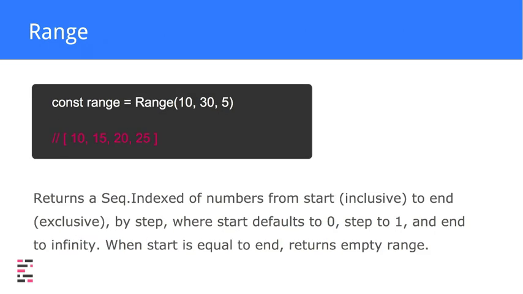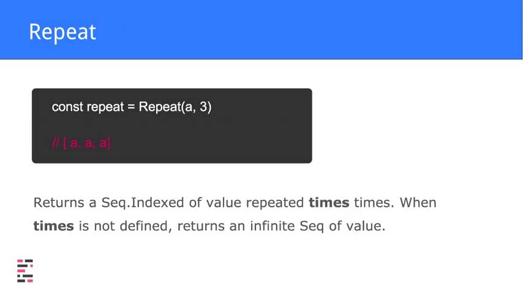A range, I think anyone who does Python already knows what a range is. It's basically an indexed sequence of numbers from start to end with a step involved. So here we start at 10, we end at 30, and the step is 5, so it'd be 10, 15, 20, 25. And a repeat just repeats a value X amount of times.